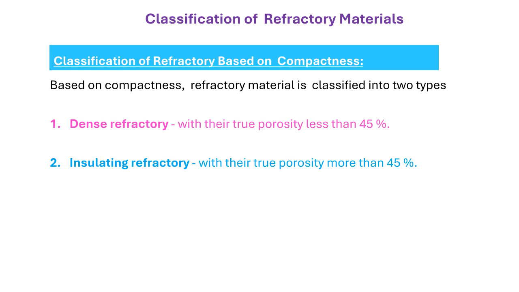Insulating refractories, these have a true porosity greater than 45%. Their high porosity gives them excellent thermal insulation and makes them lighter in weight. They are often used as backing materials to reduce heat loss and improve energy efficiency. The choice between dense and insulating refractories is a fundamental design decision. Do you prioritize strength and thermal protection, or do you prioritize insulation and energy savings? In practice, most furnace designs use a combination of both: dense refractories on the inside, where they face the highest temperatures, and insulating refractories behind them to conserve energy.